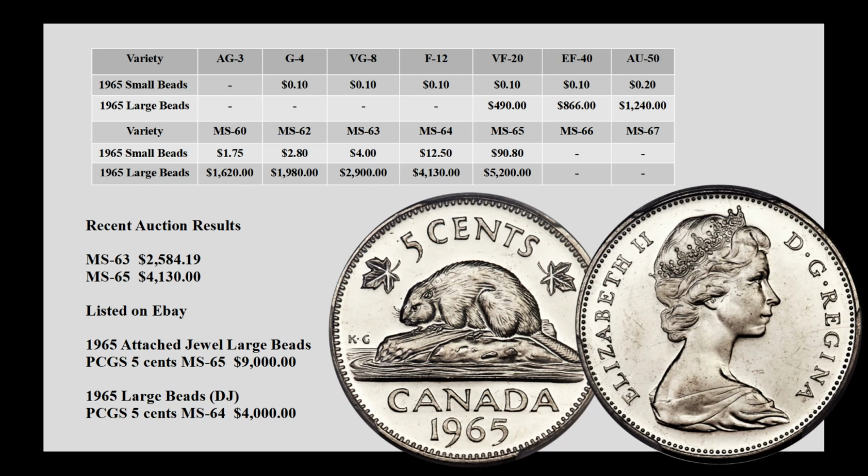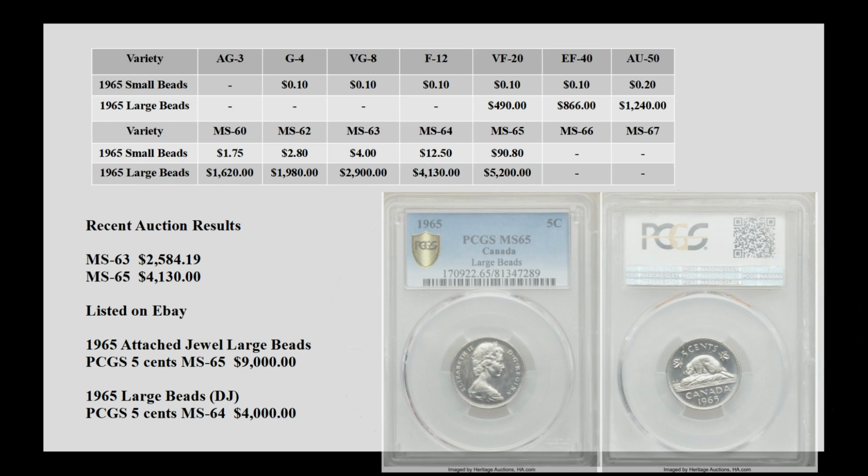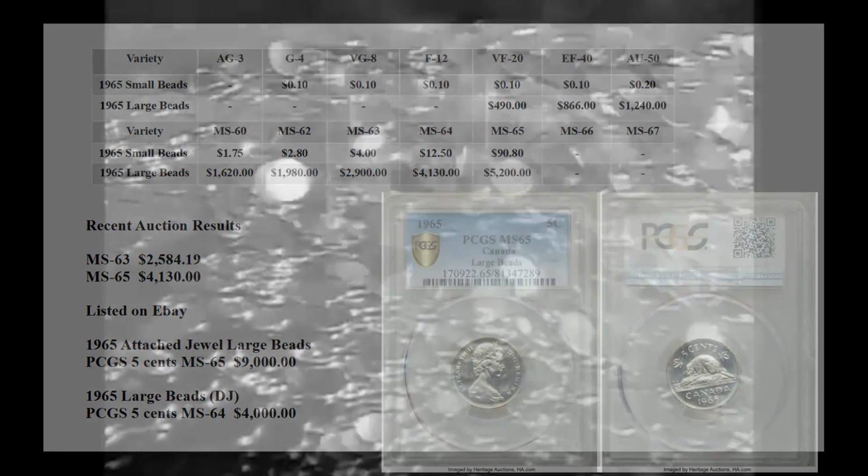For instance, a coin graded MS-60 is valued at approximately $1,620, while an MS-65 can reach up to $5,200. Recent auction results indicate a strong demand for mint state examples. For example, a coin graded MS-63 recently sold for approximately $2,584.19, while an MS-65 fetched $4,130. This illustrates the significant interest among collectors.